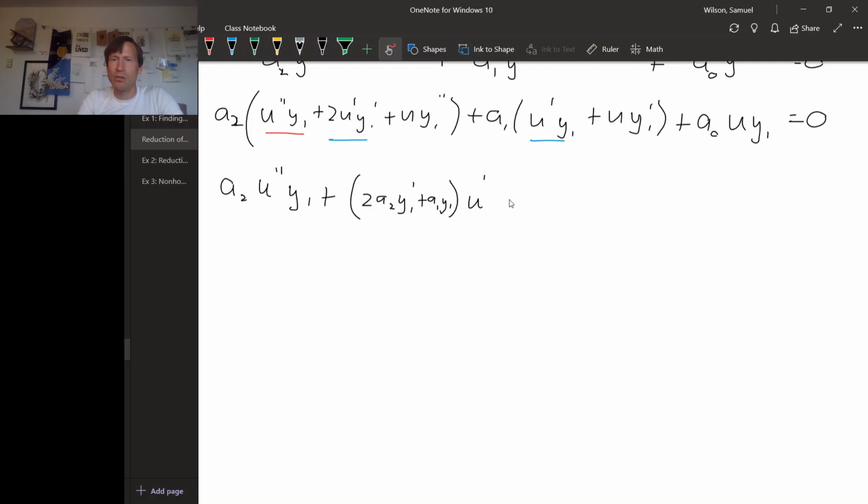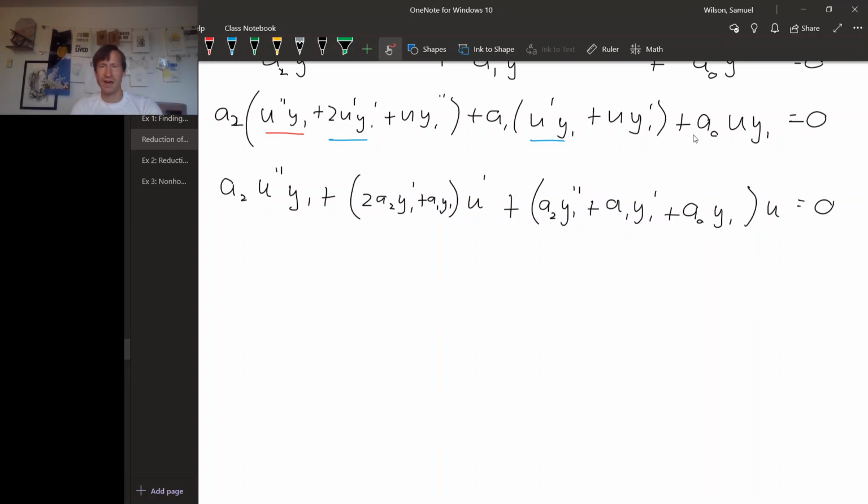Okay, and then all the remaining terms have a u, so let's factor out that u. And the remaining terms, let's see, we have a sub 2 y1 double prime, plus, from this middle piece, we have a sub 1 times y1 prime, and then from this last piece, we have plus a sub 0 y1. Okay, now, what else can we do to simplify?